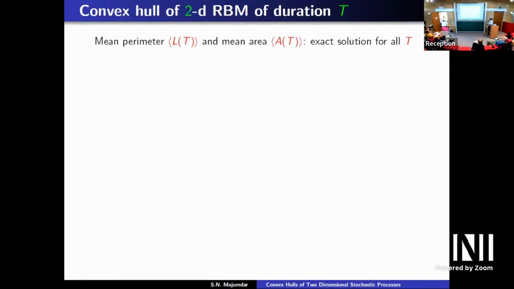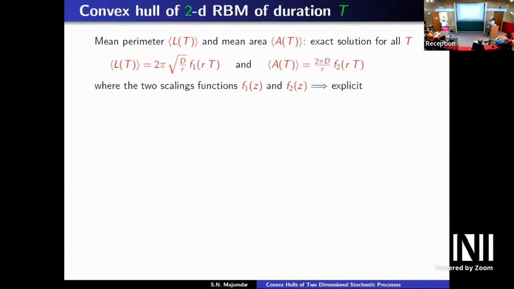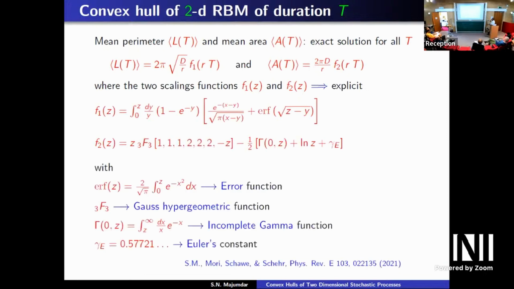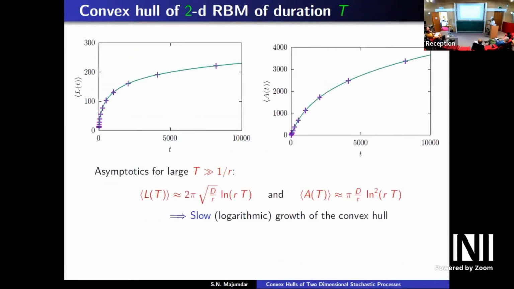So here again, we can calculate the mean perimeter and mean area. I'm not showing you the calculation details, but again you can write them down as two scaling functions, f1 of RT and f2 of RT, and these functions you can compute explicitly. They are just horrible functions, but what resetting does is not letting the system grow, because it keeps going back. So it's a sort of limited growth. And even though the system goes to a steady state, the convex hull still grows. In fact, the mean perimeter goes like log t, and the mean area goes like log squared of t.